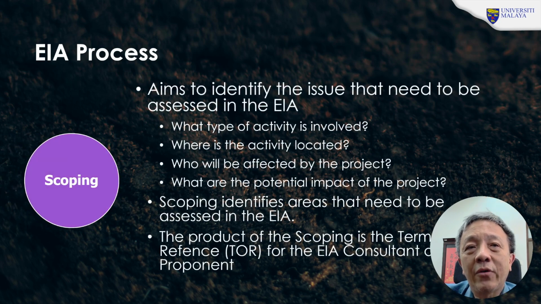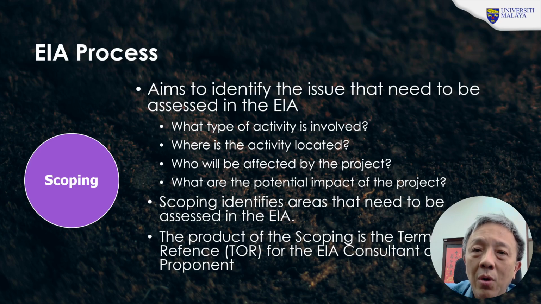Scoping identifies the critical issues to be addressed. What type of activity is involved? Where is the activity located? Who will be affected by the project? What are the potential impacts of the project? Scoping identifies areas that need to be addressed in the EIA. The product of a scoping is the terms of reference for the EIA consultant and the project proponent or the project owner.